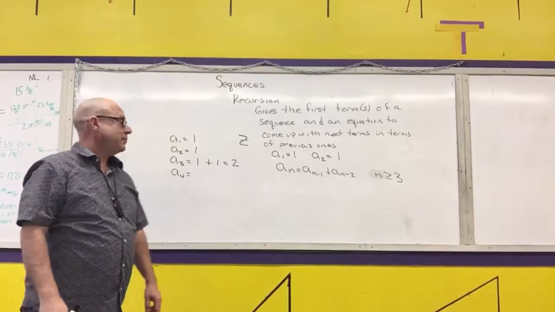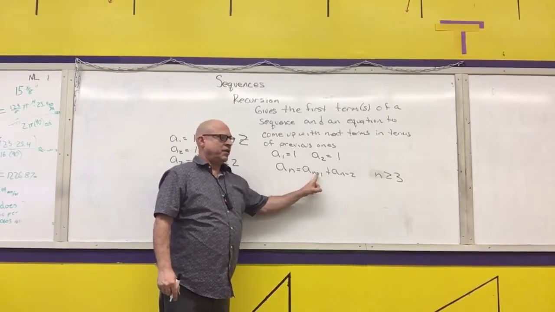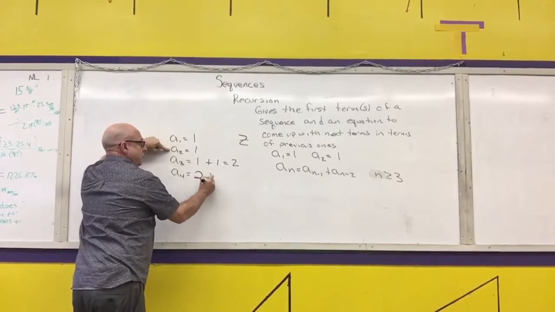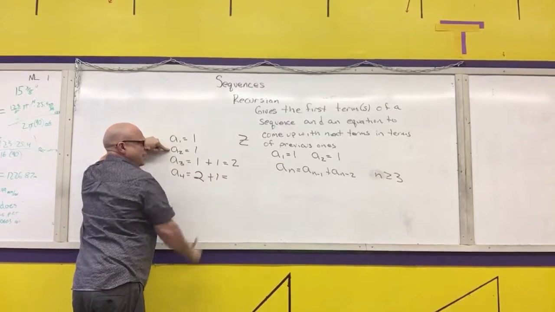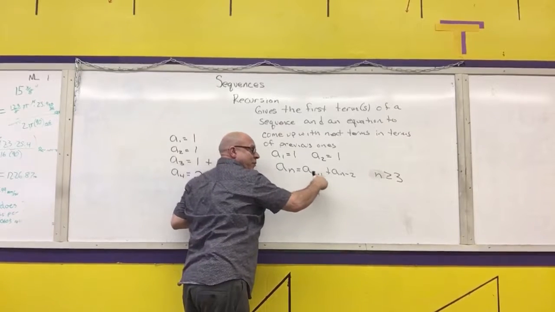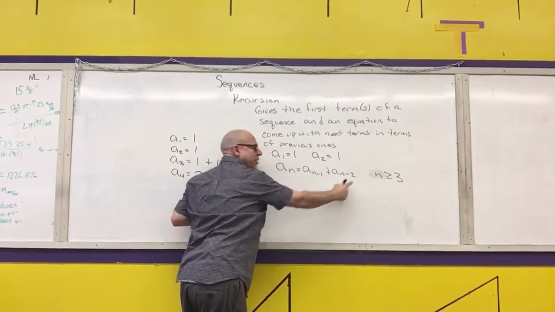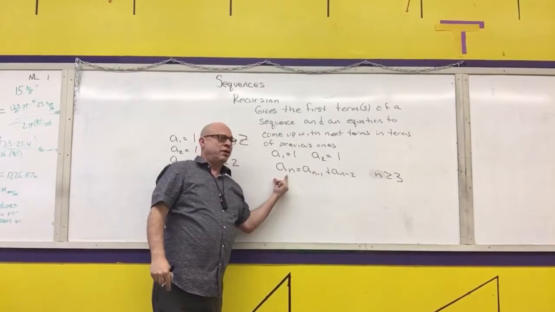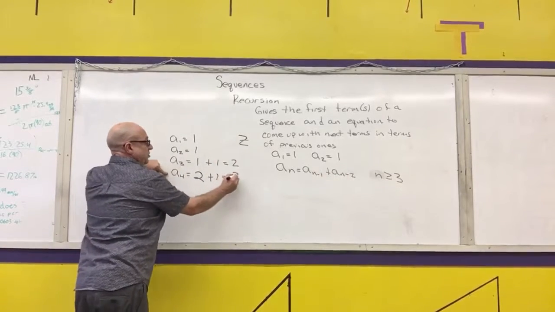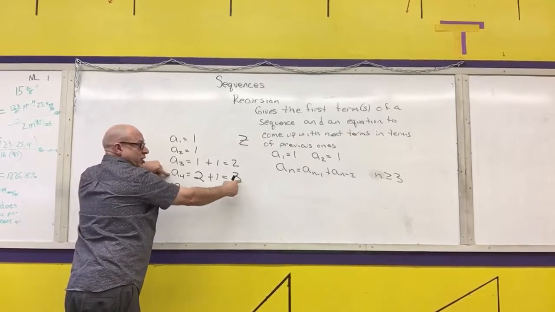Wait, wouldn't a sub 4 be 2 as well? Well, a sub 4 is the third term plus the second term. What's the third term? 2. What's the second term? 1. The fourth term is equal to the 4 minus 1, which is 3, and the 4 minus 2, which is 2. A term is equal to the sum of the previous two terms. The fourth term, so this one's 3. The fifth term, 3 plus 2, is 5.